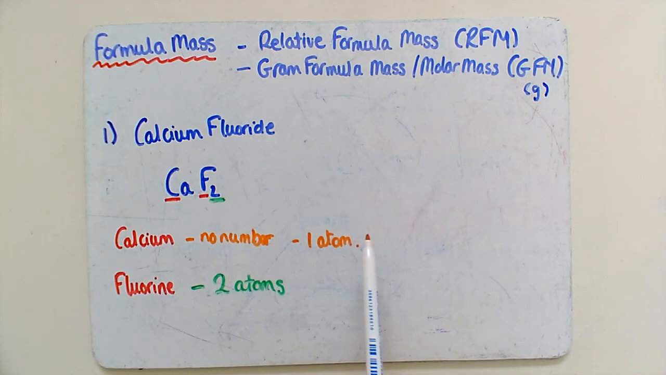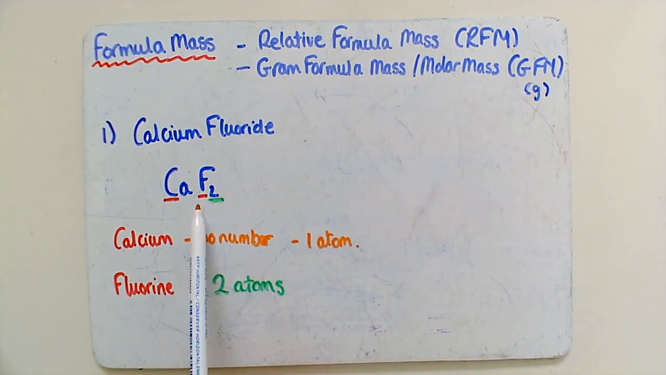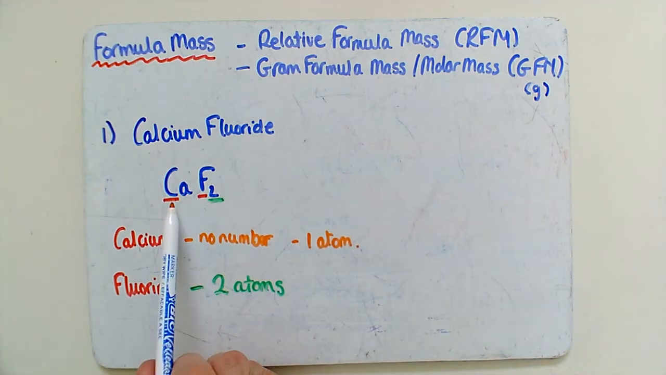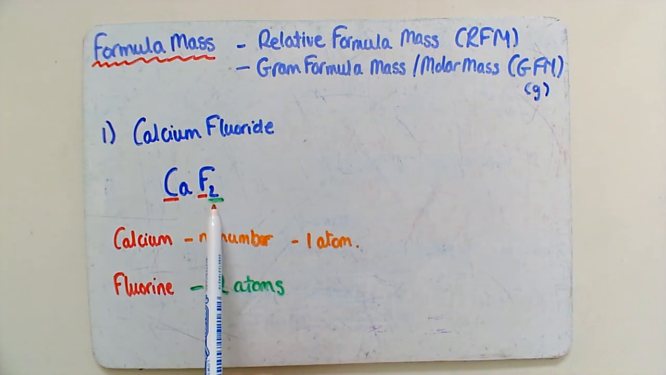So this is our starting point in each case. We need to find out how many different types of element, and for that, you're looking for the capital letters, and then you're going to use the numbers beside the symbols to work out how many of each type. If there's no number, like we have here for calcium, it's 1. Otherwise, if there is a number, that is the number. So for fluorine here we've got 2, so that gives us 2 atoms.